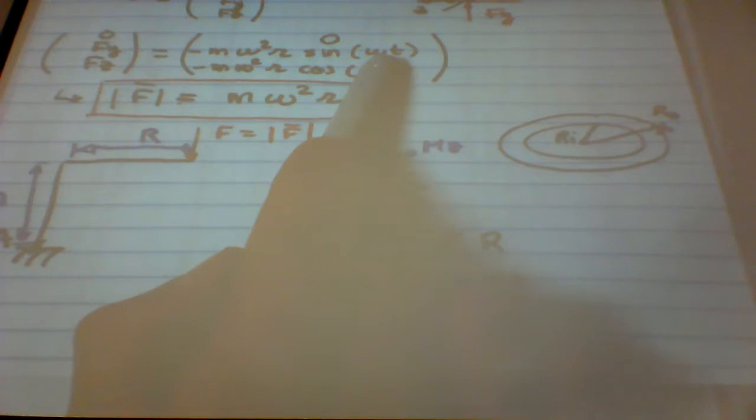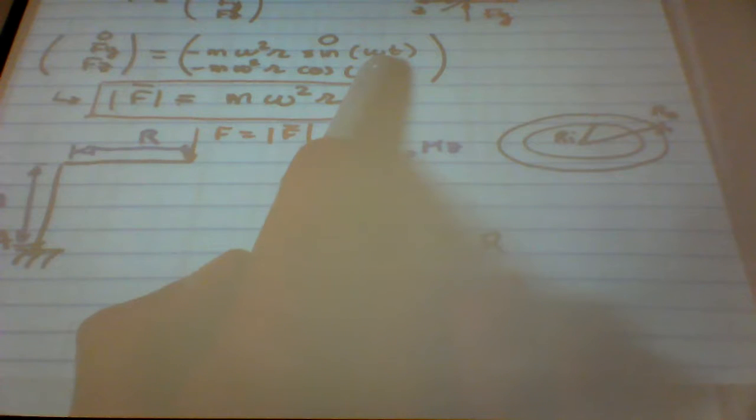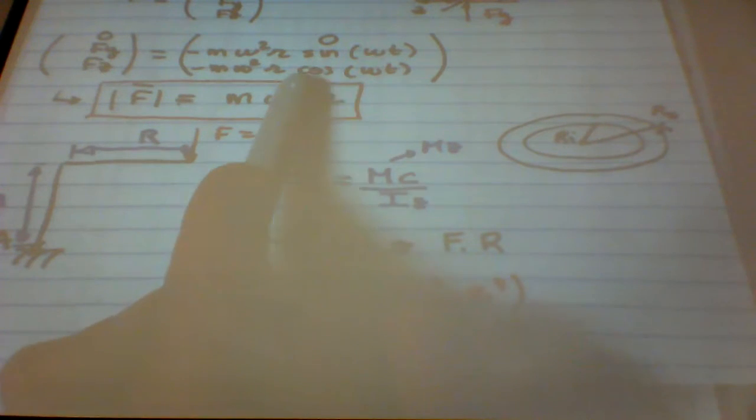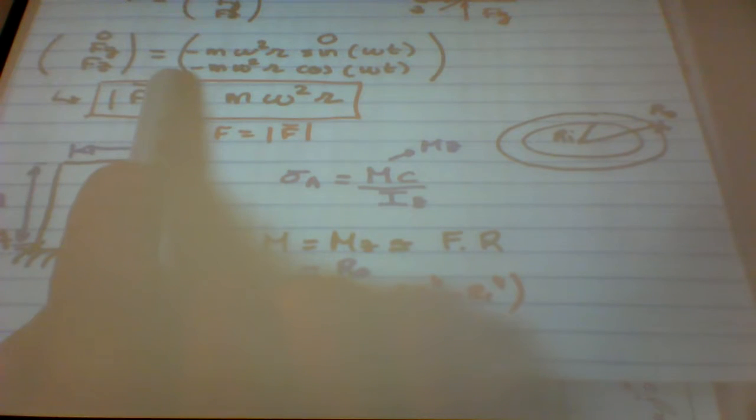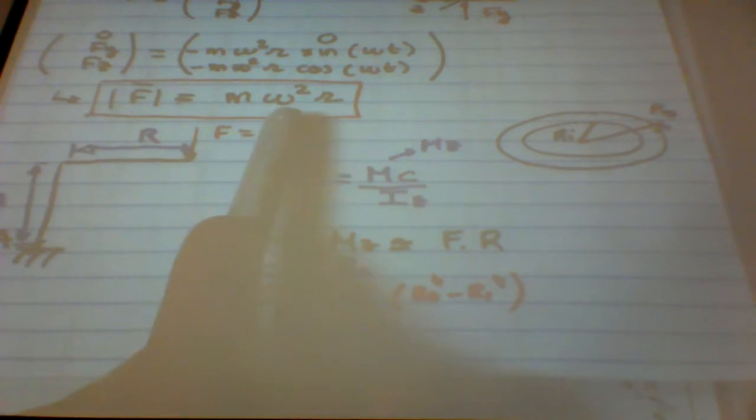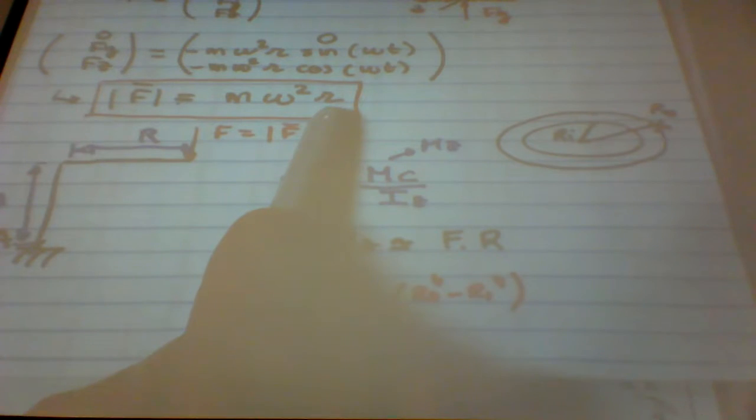Well, omega will be equal to 90, no? What will be the maximum amplitude for this one? Where cosine will be equal to 0. So what will be the magnitude of the force? In either case it will be m omega squared r. All right? So this is the magnitude of the force.